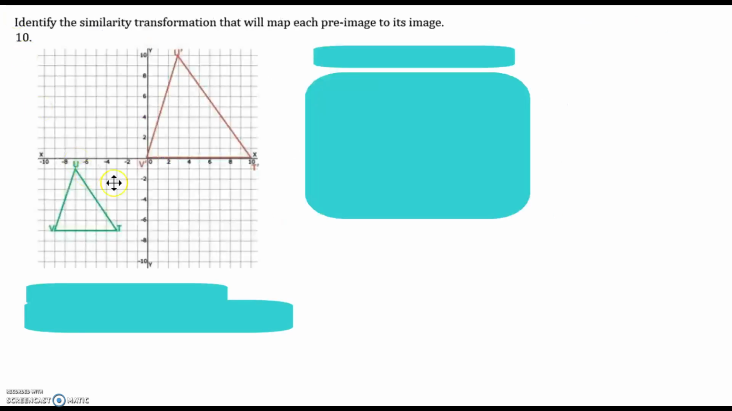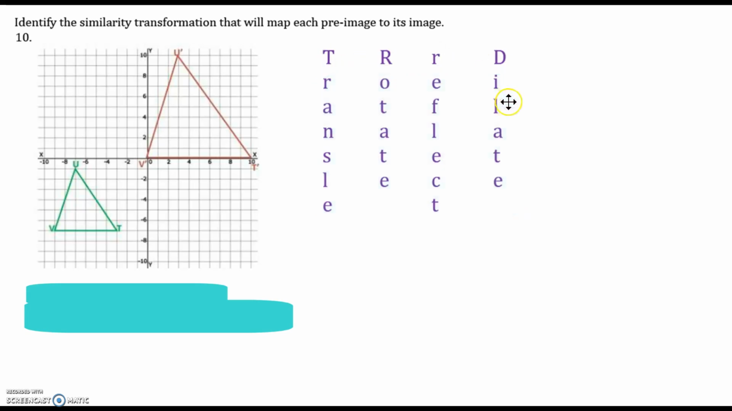Now, focusing on what we're doing here, we're going to be identifying a similarity transformation that will map each pre-image onto its image. To do that, one of the ways that we can constantly make sure we don't miss anything is to follow this order, TRRD. Translate, rotate, reflect, dilate.